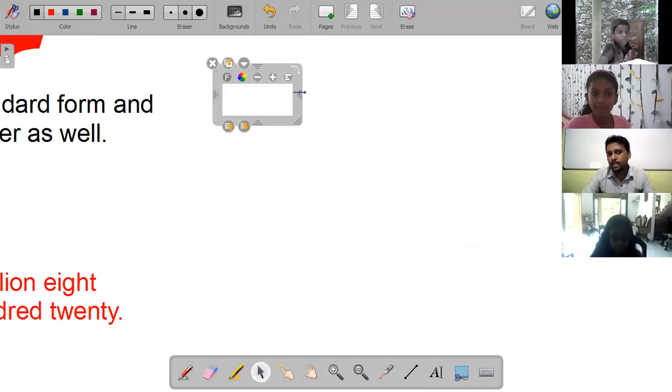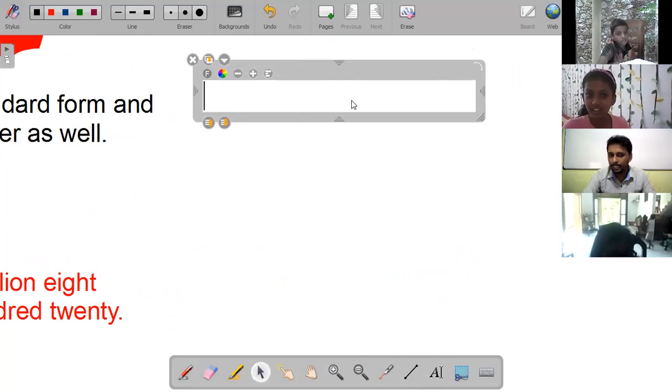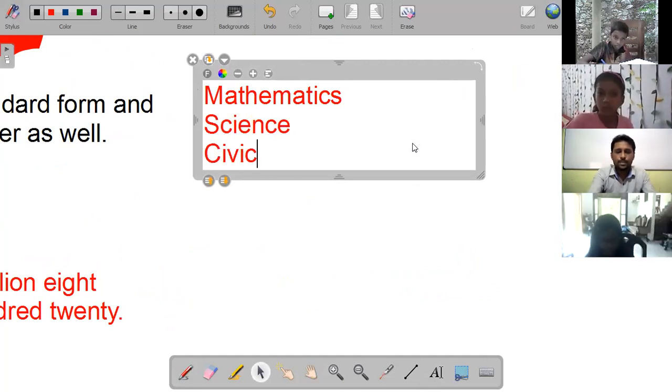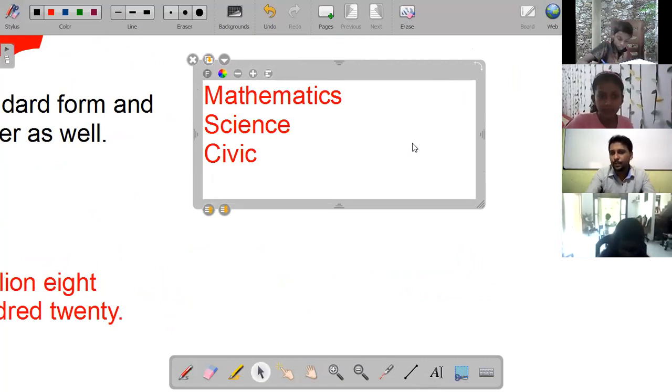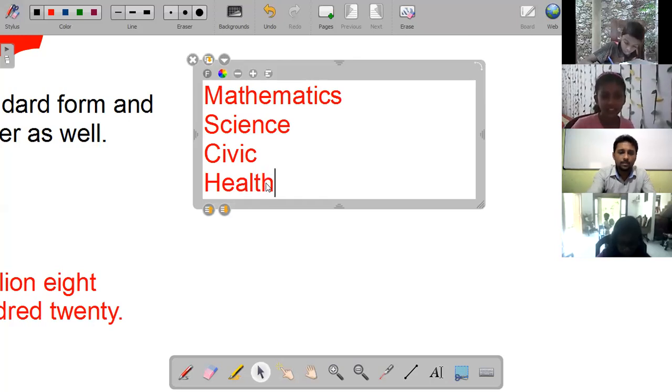If you go to government schools, unlike international schools where most subjects are taught in English medium, you have to study these subjects in English medium. What are the subjects? Mathematics, science, civic, which means citizenship education, health, and physical education.